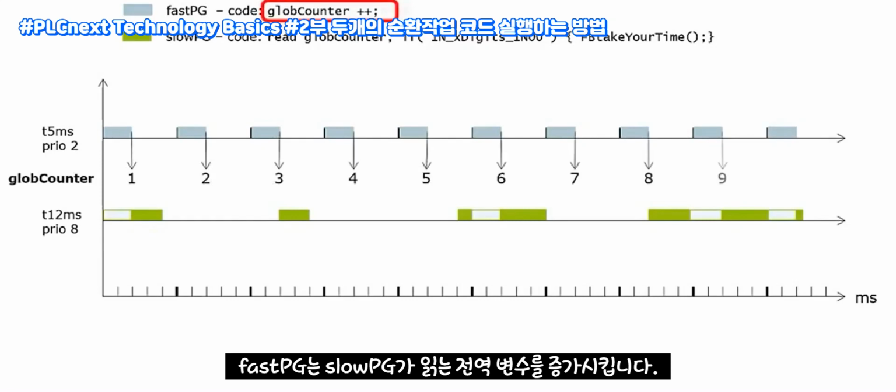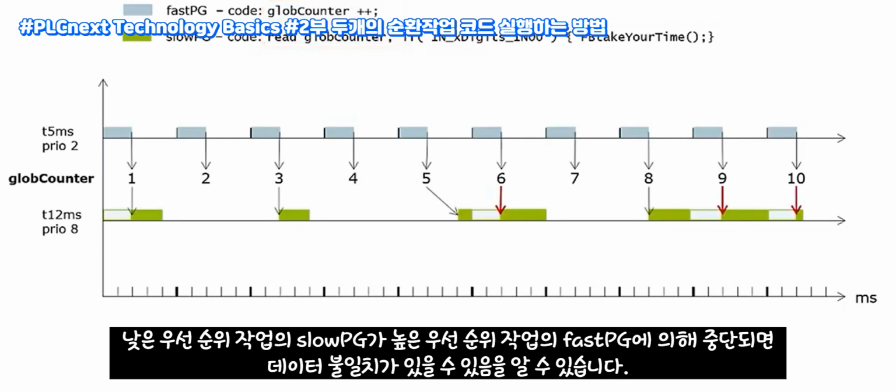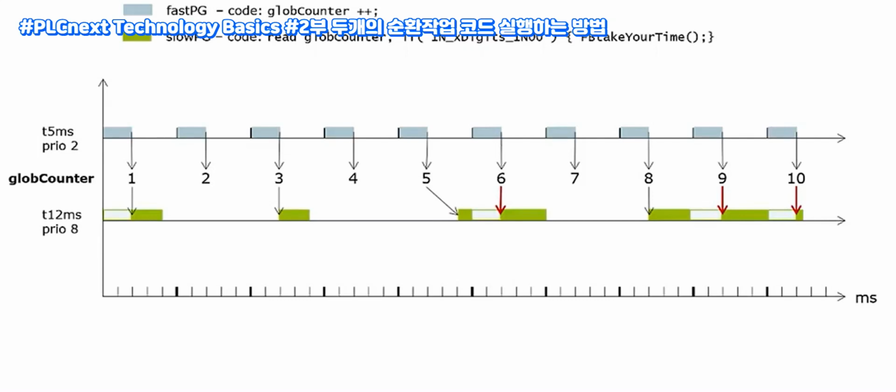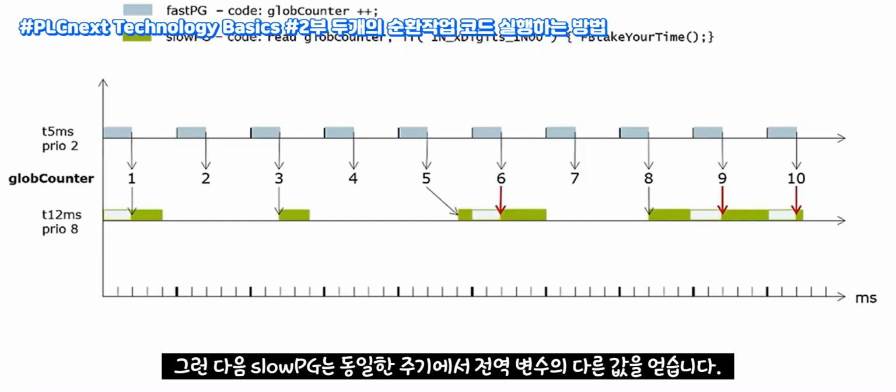The FastPG increments a global variable read by the SlowPG. You see that there could be data inconsistency if the SlowPG on a lower priority task is interrupted by FastPG on a higher priority task. This will happen if the function block utilizes too much computation time. Then SlowPG will get different values of the global variable in the same cycle.